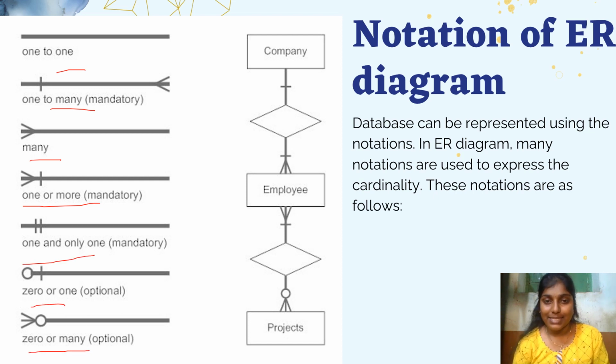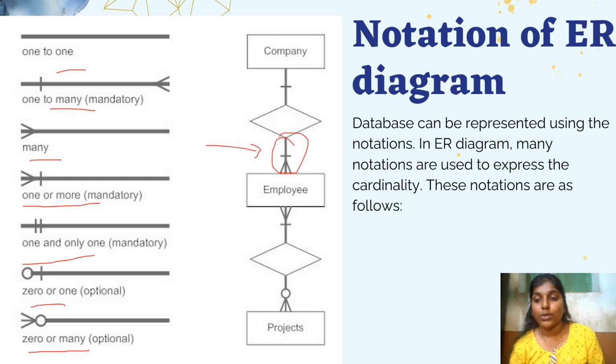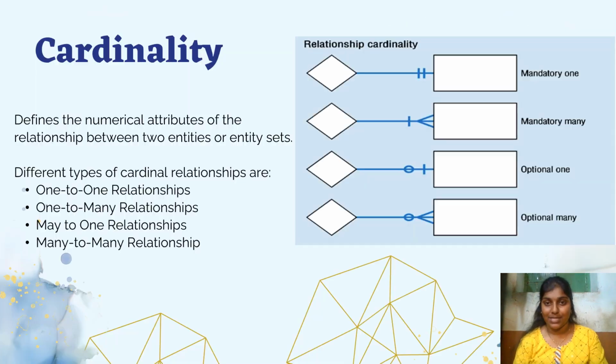And here is an example where company, employee, and projects are the entities, and these are the relationships between them which are represented by these notations. So you can use this example in order to understand the notations of the ER diagram in detail.